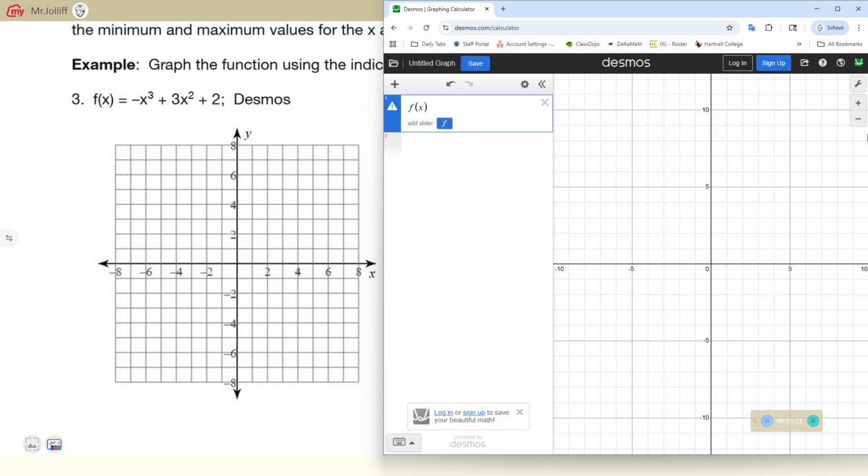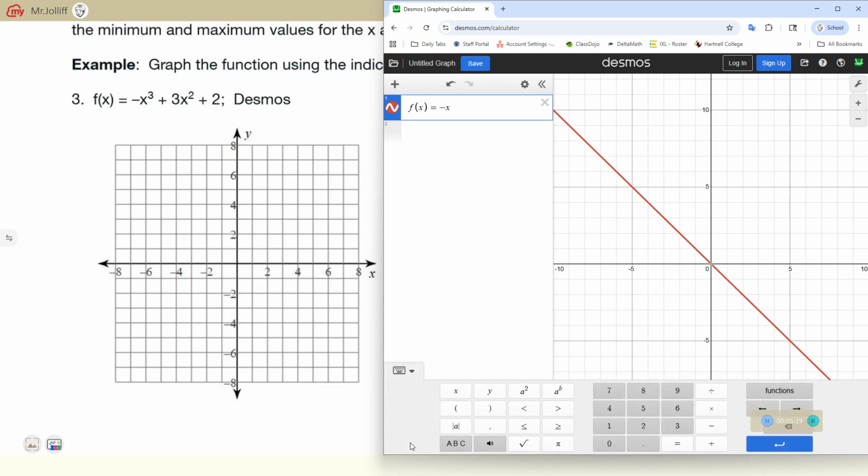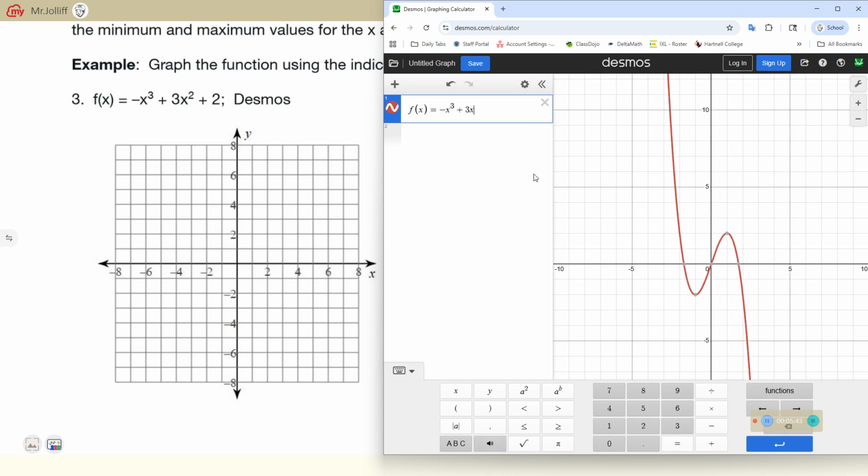F of x equals negative x, and then I need to get a cubed. So I have a couple options. I can pull up the special keyboard, or I happen to know that the caret above the 6 will also take me up there. Plus 3x squared plus 2. And I haven't even pressed enter yet. I just stopped typing and it's graphed it for me.